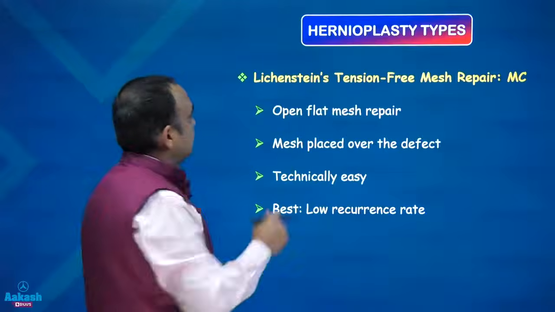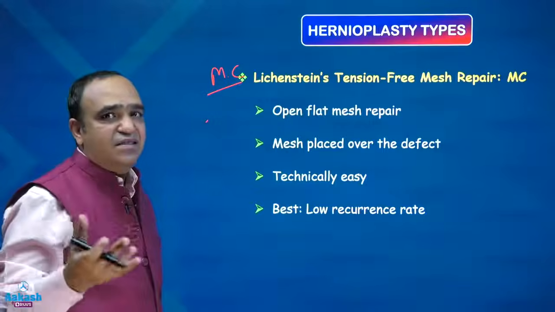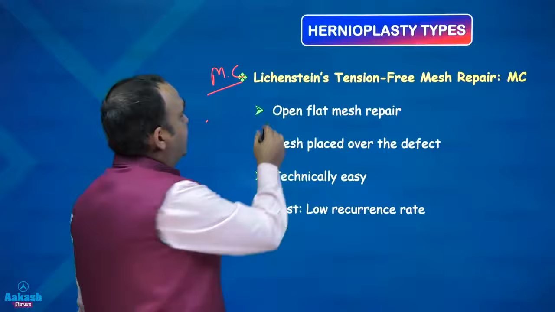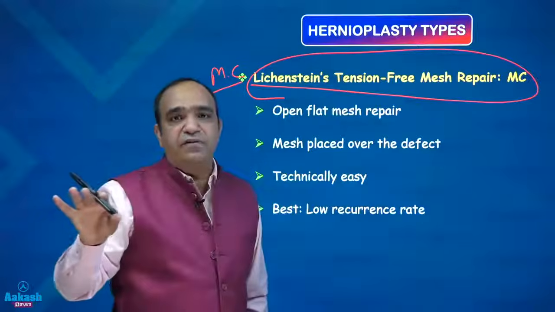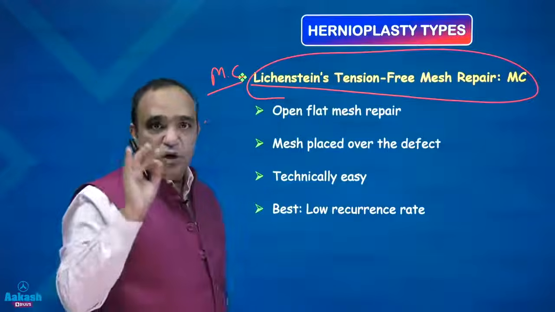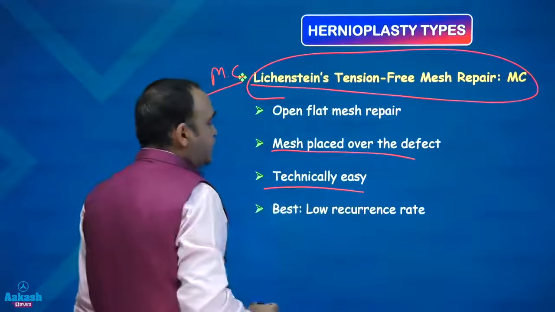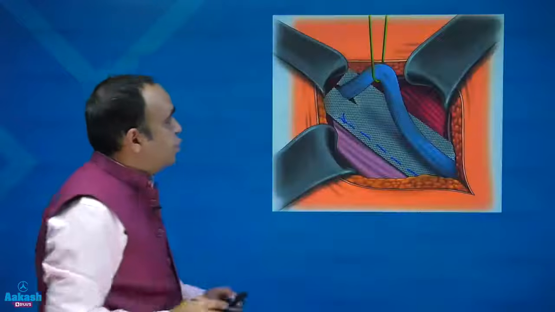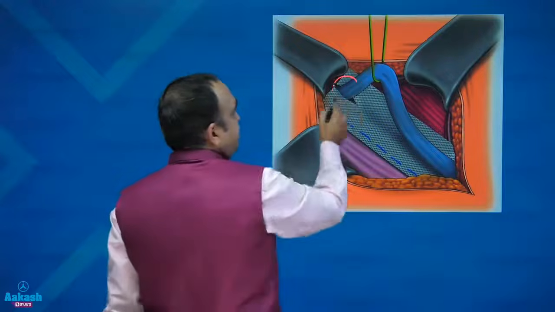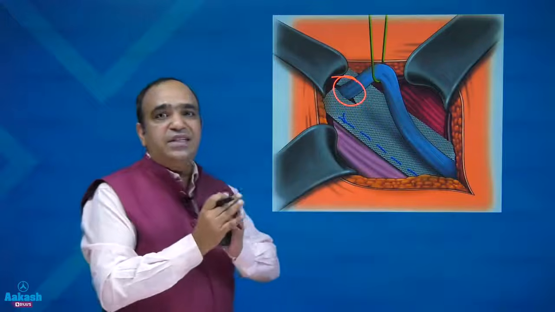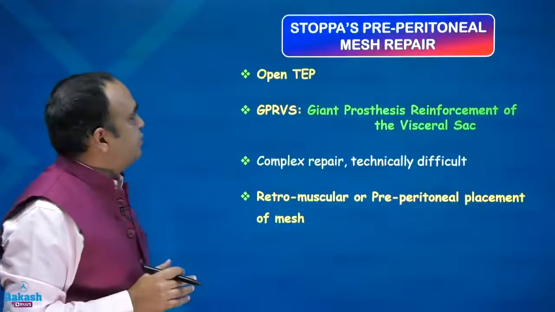The mesh repairs are the most important, most commonly used, and you can say with the highest success and least recurrence rate: Lichtenstein's tension-free mesh repair, where we just lay down an open flat sheet of polypropylene, a non-absorbable synthetic mesh, placed over the defect, over the fascia transversalis, and it has a really low recurrence rate. That's how a mesh is placed over the posterior wall, encircling the spermatic cord. So it takes care of both the indirect defect as well as the posterior wall defect.